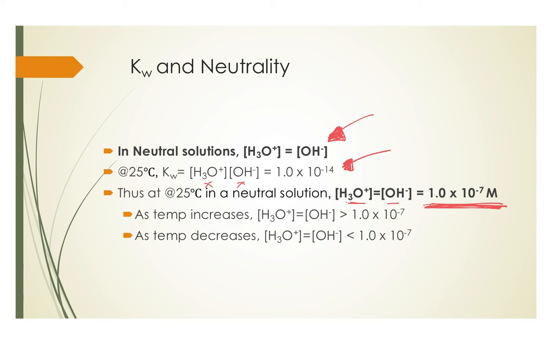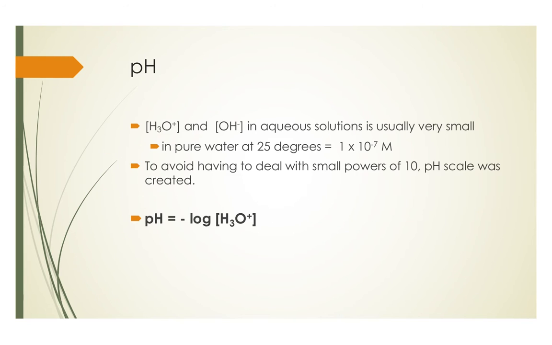As temperature increases, the concentration of those two, of course, is going to be greater than 1 times 10 to the negative 7th. As temperature decreases, it would be less than 1 times 10 to the negative 7th. All right, so this brings us to the concept of pH.